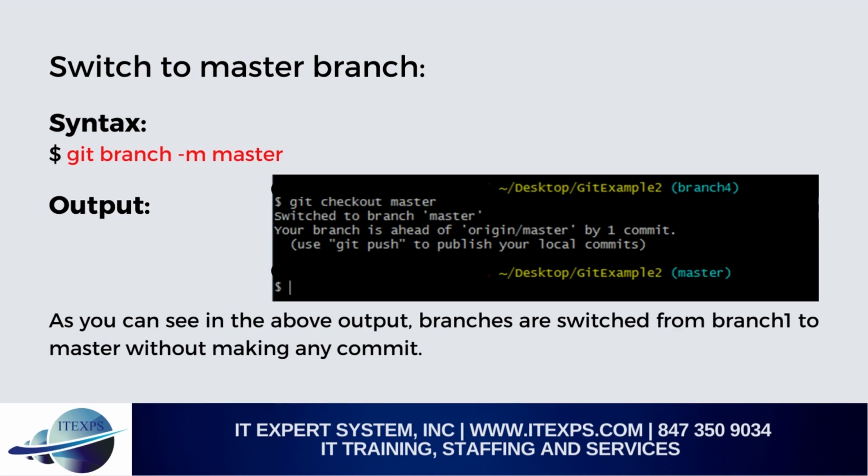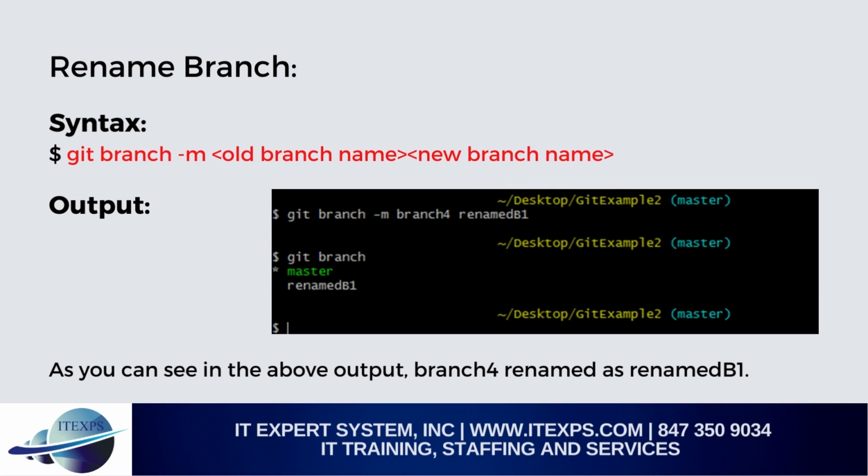Switch to master branch. You can switch to the master branch from any other branch with the help of the command as per shown. Output. As you can see in the above output, branches are switched from branch 1 to master without making any commit. Rename branch. We can rename the branch with the help of the git branch command. To rename a branch, use the command as per shown. Output. As you can see in the above output, branch 4 is renamed as renamed B1.